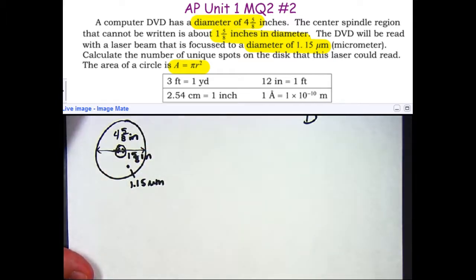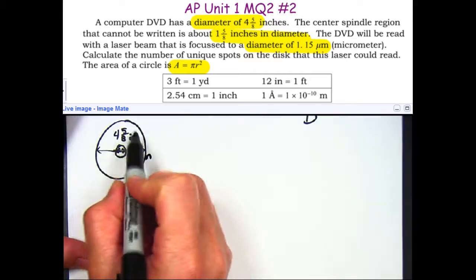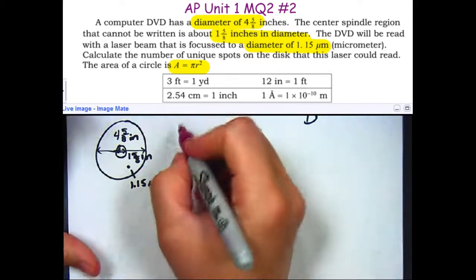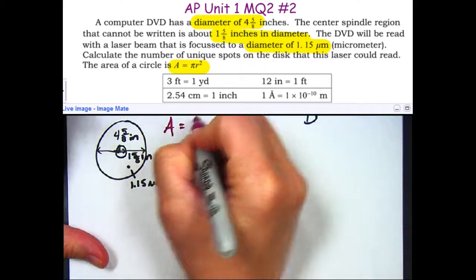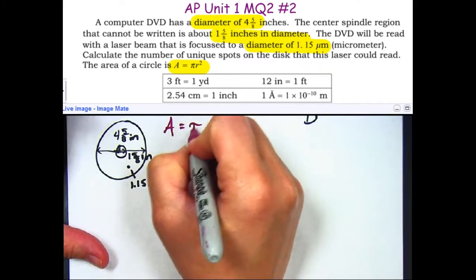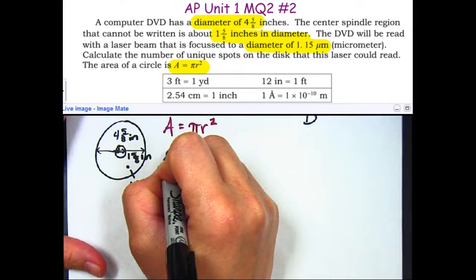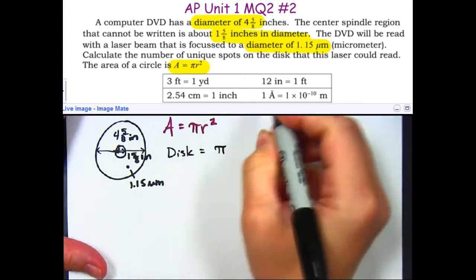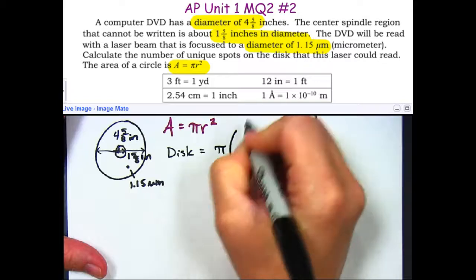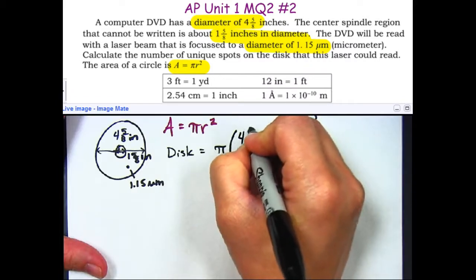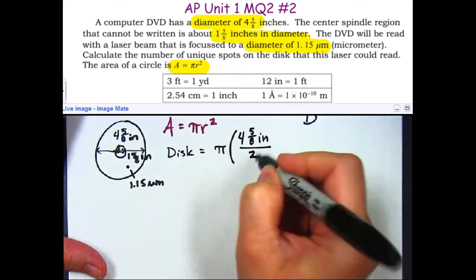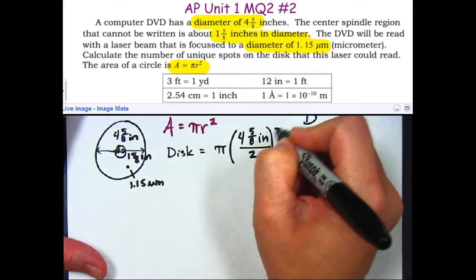Okay, so we're going to take this one step at a time. We need to know the area of the entire disc first. So we're going to use the equation area equals pi r squared, and we'll find it for the disc first. So you're going to have pi times the radius, which is 4 5/8 inches divided by 2, the diameter divided by 2 is the radius, and then we will square that.